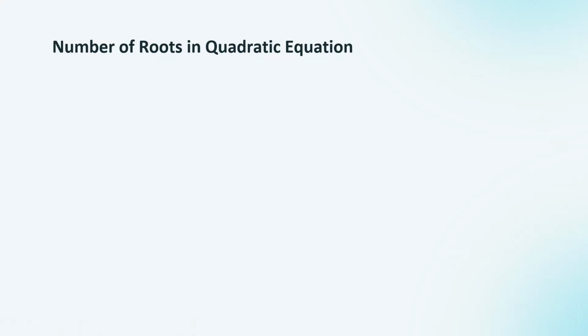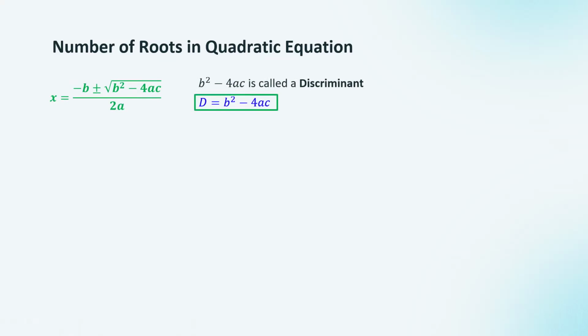Let's review the quadratic formula. We need to focus our attention on the expression inside the square root. Inside the square root, we have b squared minus 4ac, and b squared minus 4ac is called the discriminant. Usually we write it as D equals b squared minus 4ac.